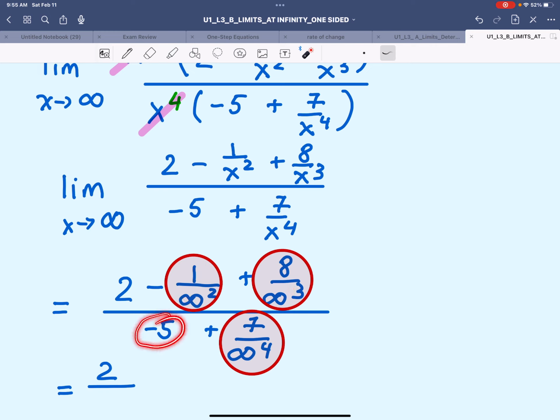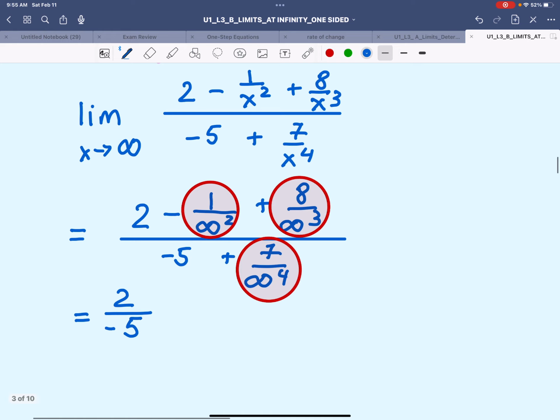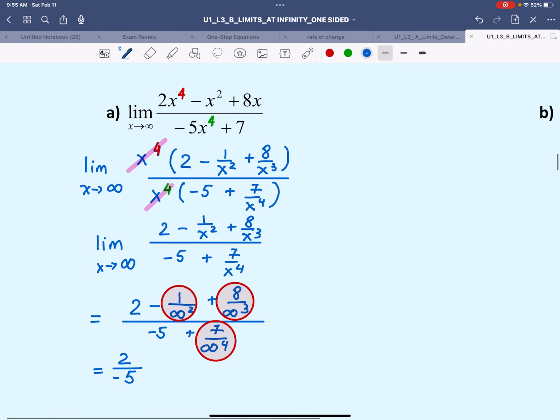And the denominator has negative 5 plus some zeros, so that's about negative 5. So 2 over negative 5, it's in the most simplified form, and that would be the value of the limit of this function at infinity. So 2 over negative 5.